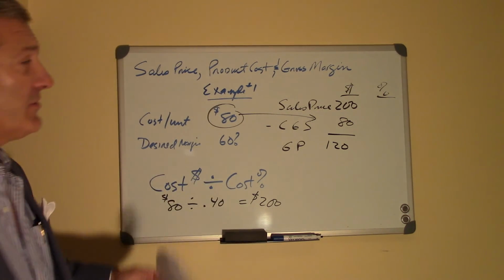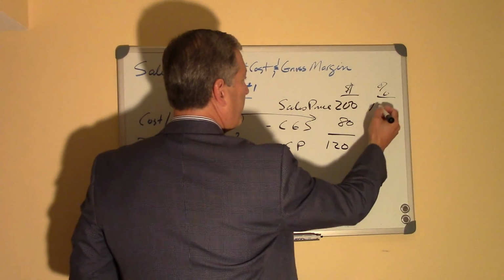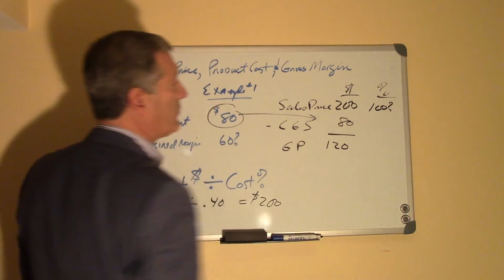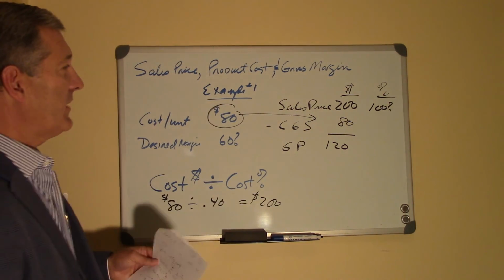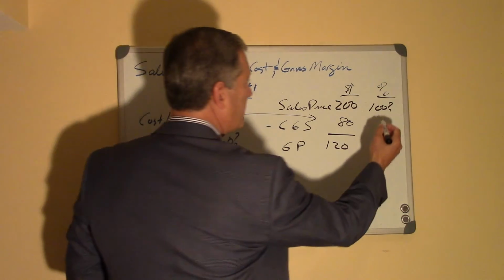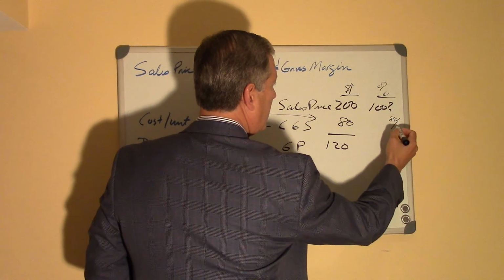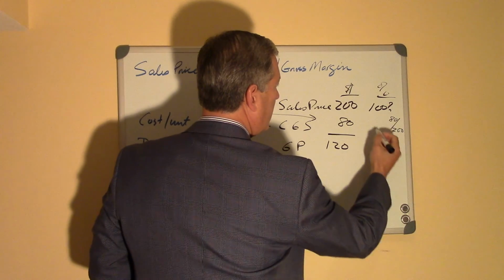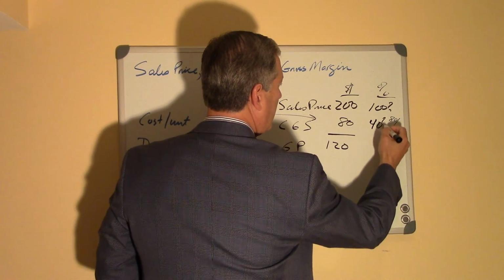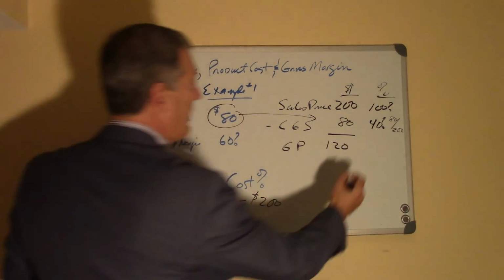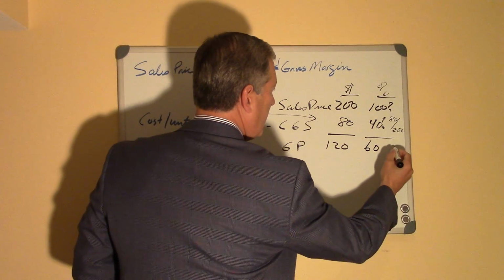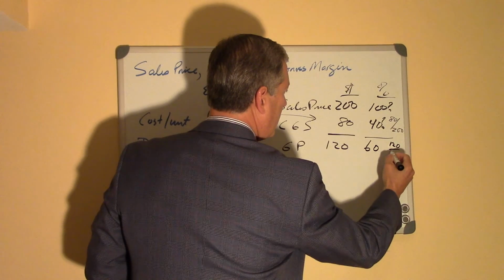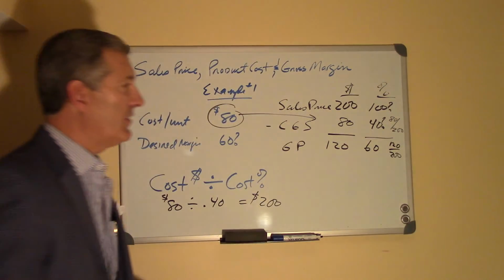In terms of percentages, what is that? Well, the sales number is always 100%. And what's my cost? 80 divided by 200. That's going to be 40%, right? And what is my gross profit percentage? Well, it's going to be 60%. It's also 120 divided by $200.